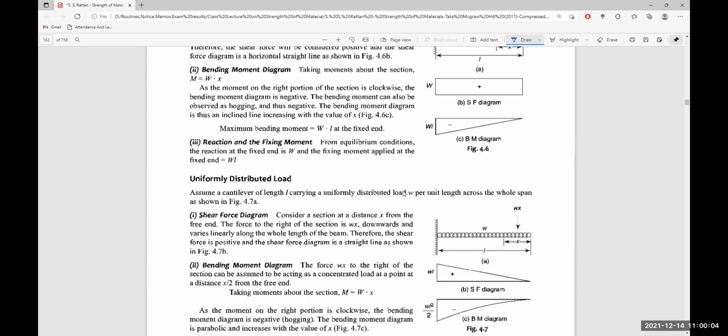So the maximum will exist at W into L at the fixed end. That is, from 0 it reaches WL, and so the bending moments elsewhere are at reduced values. This is the maximum bending moment. Now, the reaction and fixing moment from the equilibrium condition: the reaction at the fixed end is W, and the fixing moment applied at the end is WL. Next, uniformly distributed load.